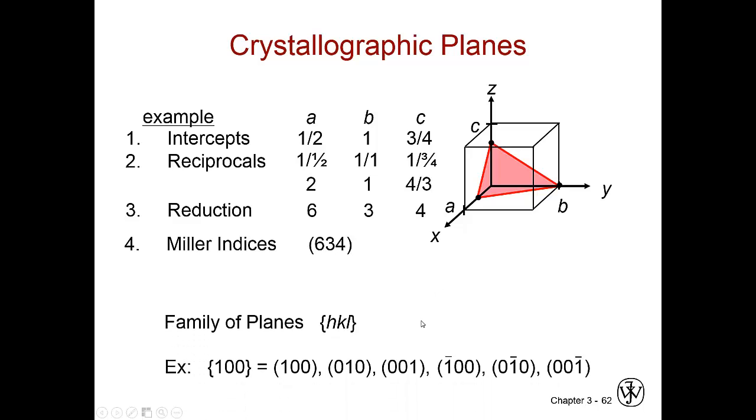Now you can have a family of planes, especially if it's cubic. So the 1, 0, 0 will be the 0, 1, 0, and so on and so forth. And if we have a family of planes, we enclose them in brackets. So brackets will enclose planes. An individual plane will be in parentheses.